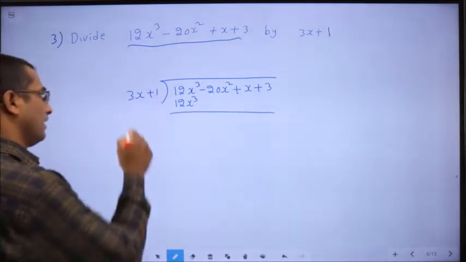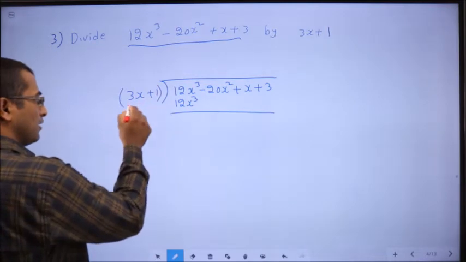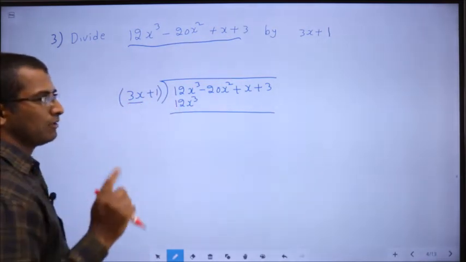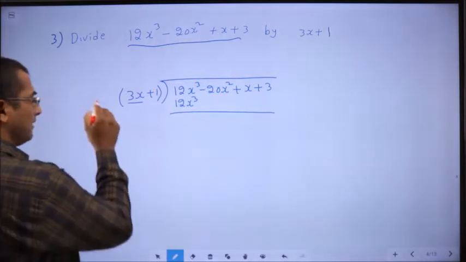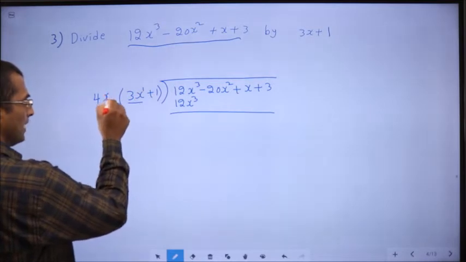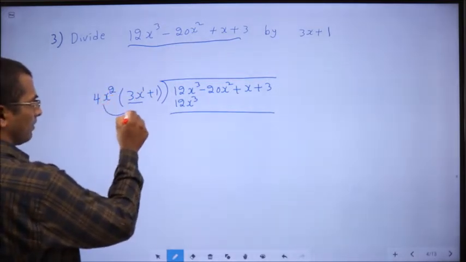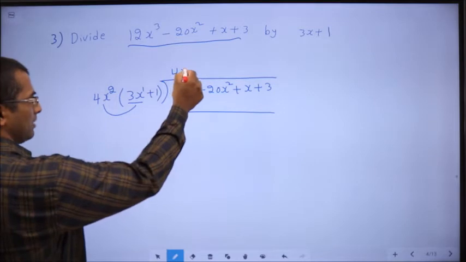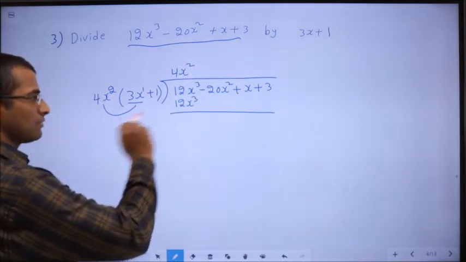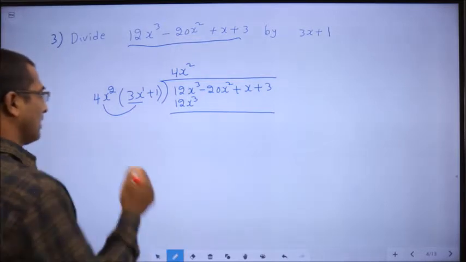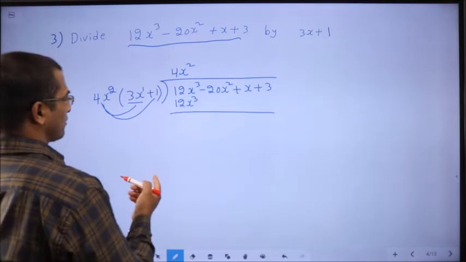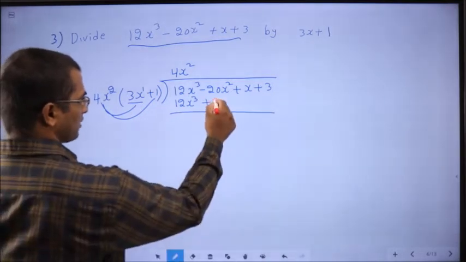Now 3x is present over here. I should get 12x cube, so with what do I need to multiply? I need to multiply with 4 to get 12. Here x power 1, so I should multiply with x square. So that becomes your first term of the quotient. So 4x square into 3x will be 12x cube. This also needs to be multiplied to this. So 4x square plus 1 will be plus 4x square.